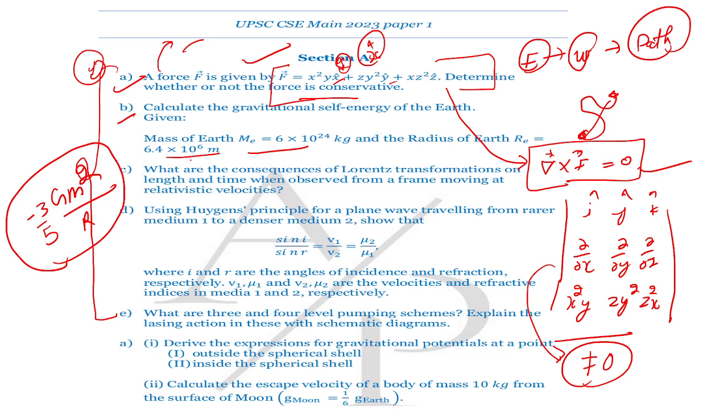So this was the second part, and now we talk about the third part. It asks what are the consequences of the Lorentz transformations on length and time when observed from a frame moving at a relativistic velocity. It is talking about the Lorentz transformation.